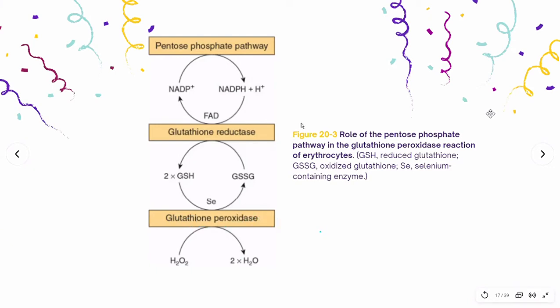So you can just see how important this one is for formation of NADPH and resulting in prevention of the breakdown of the cell membrane of erythrocytes. Otherwise, hemolytic anemia will ensue.